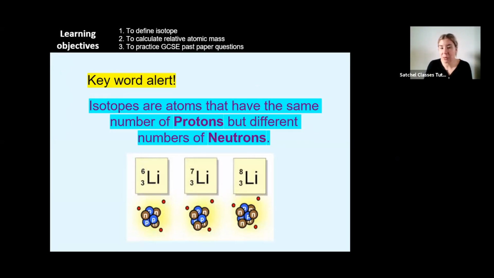So these are some examples. Take lithium. You might be used to seeing this lithium because it's the one on your periodic table, but there are other isotopes that exist. There are lithium-8 and lithium-6 atoms in the world. These are the different isotopes of lithium. They all have the same number of protons, because look at this atomic number, but they have different numbers of neutrons. This one will have 4, 7 minus 3, and this one will have 5.